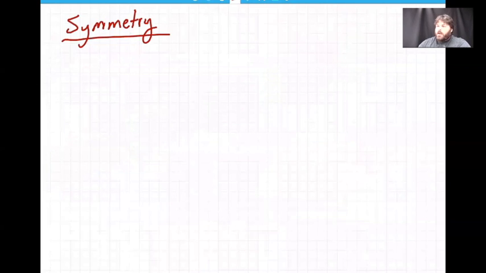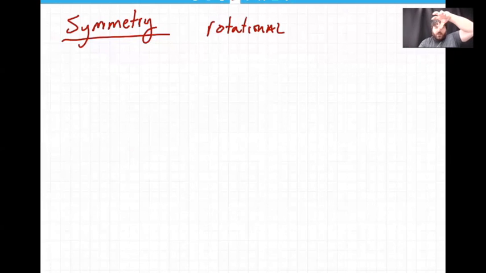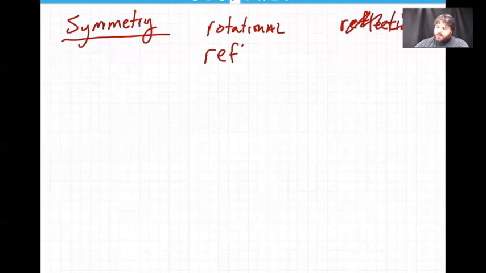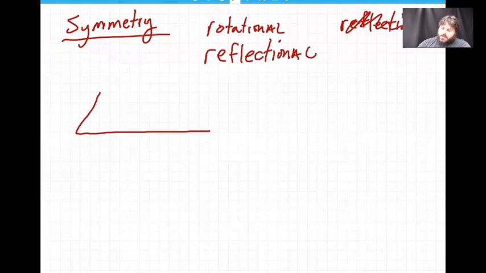All right, next thing we're going to talk about is symmetry. All right, so there's 2 types of symmetry. We have rotational symmetry. So when I rotate an object, it looks the same if I rotate it around. And then we've also got reflectional, the reflection symmetry. Okay, I realize you can't see that. So reflectional symmetry.